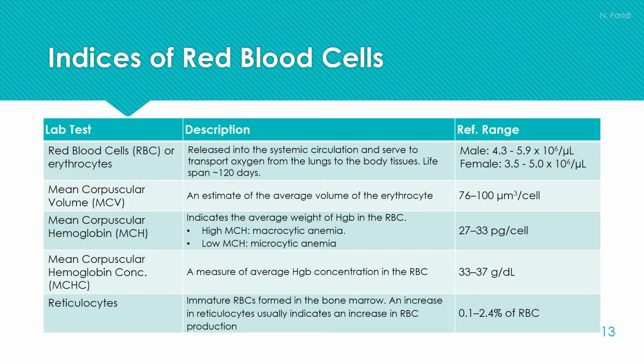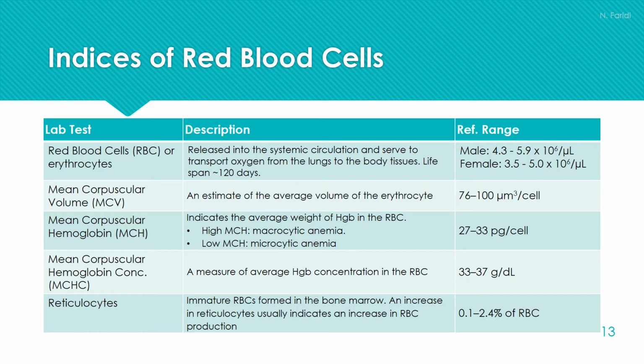Next, we have the mean corpuscular volume, which is an estimate of the average volume of the erythrocytes. Next, we have mean corpuscular hemoglobin, or MCH, which can help differentiate between macrocytic anemia or microcytic anemia. Next, we have mean corpuscular hemoglobin concentration. This is a measure of average hemoglobin concentration in the red blood cells. And now remember, hemoglobin is the molecule that carries oxygen in our red blood cells.